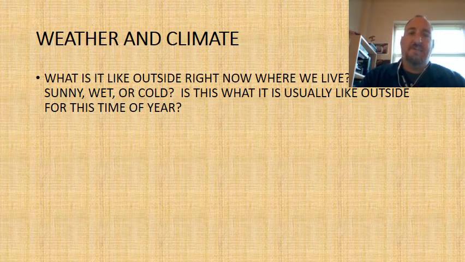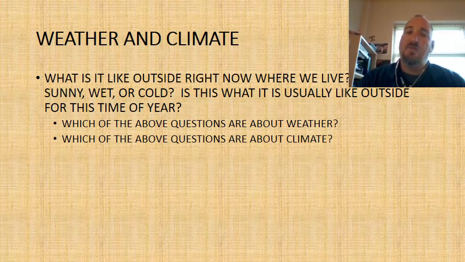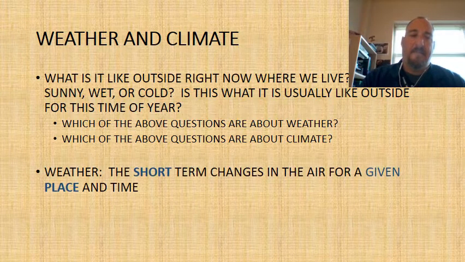So what is it like outside right now where we live? Is it hot, sunny, wet, cold? Is this what it is usually like outside for this time of year? And if we look out the window right now, yeah, it's kind of wet and rainy. Summer's really changing over to fall. So then we have to decide which of the above questions are about weather and which of the above questions are about climate.